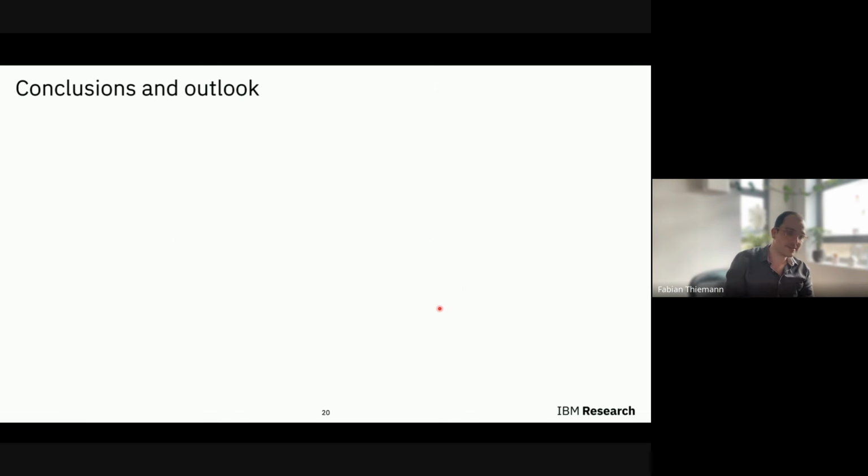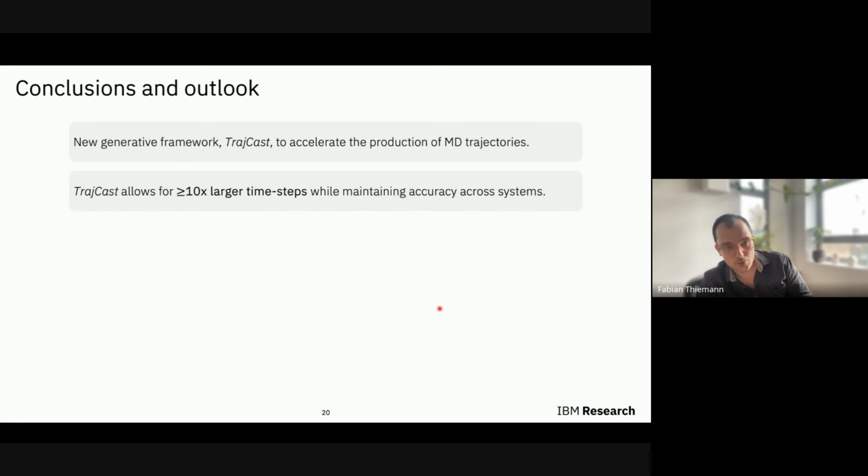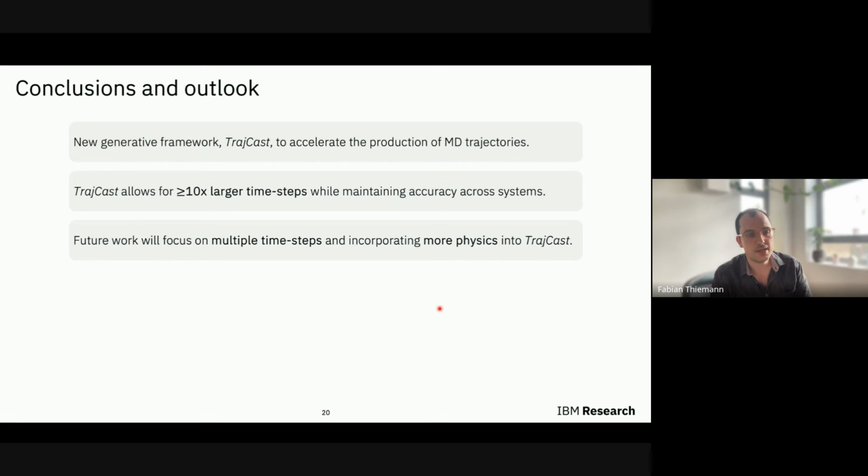Right. With this, I will leave it here probably, but just to give you a quick conclusion and some take-home messages. So we developed this new generative framework we call Trajectories to accelerate how we can simulate systems and get MD trajectories faster in shorter time, hopefully. I've shown you and hopefully convinced you that we can do this for a variety of systems, at least 10 times with 10 times larger time steps while maintaining the accuracy on the property level, very importantly. However, there's still much work to be done, like using multiple time steps, incorporating more physics.